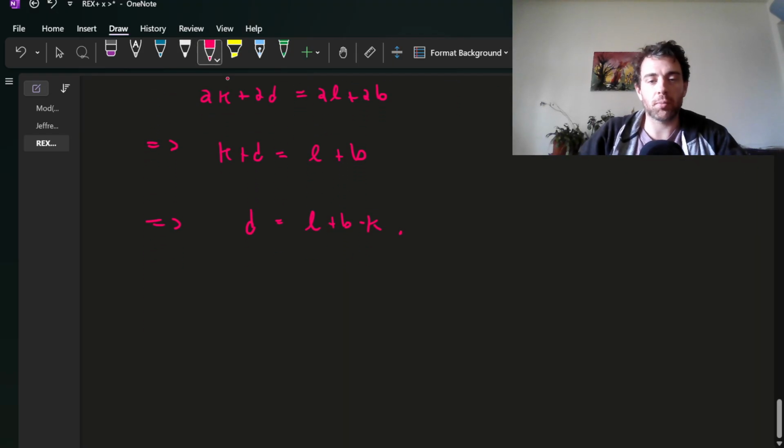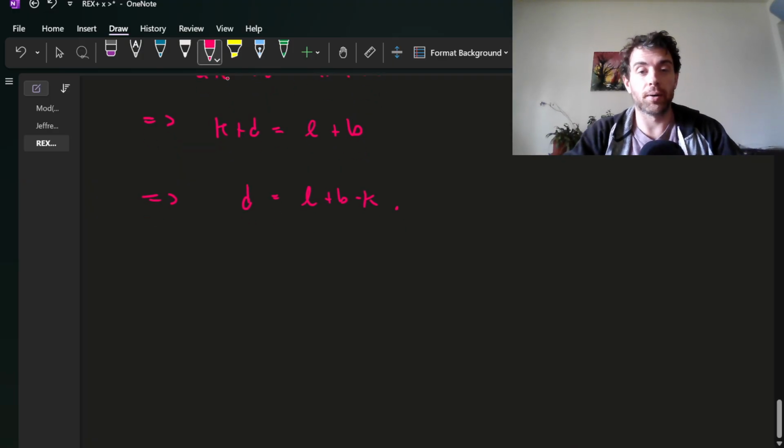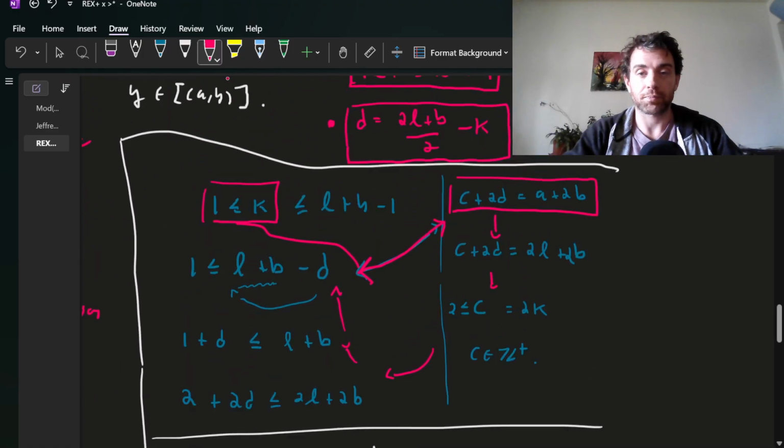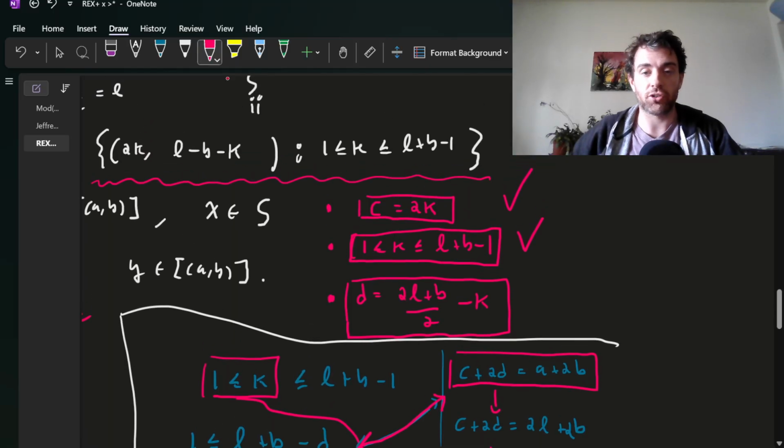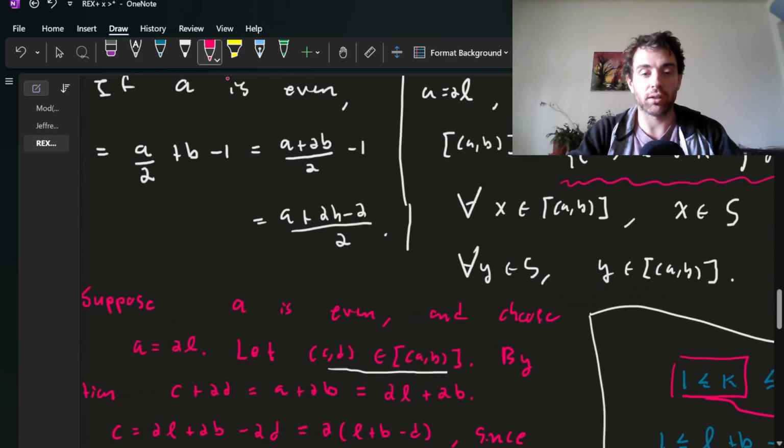So because we sort of had 3 separate things, let's review for the reader all the things that we needed to show, right? So we needed to show what? That C is equal to 2k, that D is in fact equal to L plus B minus k, and that k satisfied these bounds, right? We basically needed to show that it's in this set, right? So let's tell the reader.